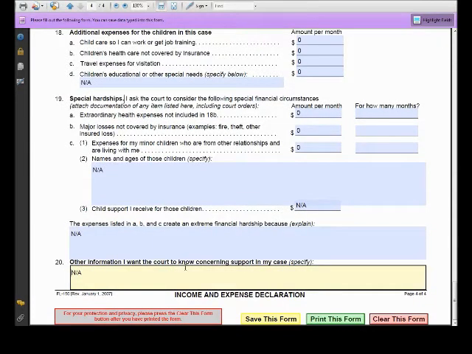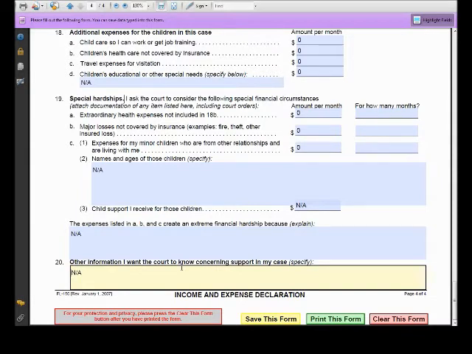Section 20 is for you to provide other information you would like the court to know when considering your monthly child support obligation or entitlement. If you need to attach an additional page, remember to attach an 8.5 by 11-inch sheet of paper and write the question number before your answer.